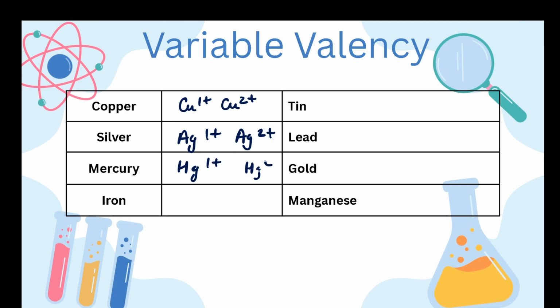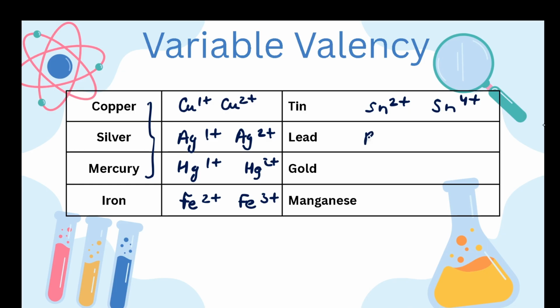Now here the Latin names are important. Silver is argentum, mercury is hydrargyrum. Then only you can write the symbols correctly. And all the first three elements are showing a variable valency of 1 and 2. Iron shows a variable valency of 2 and 3. Then tin shows a variable valency. Tin is stannum. It shows a variable valency of 2 and 4.